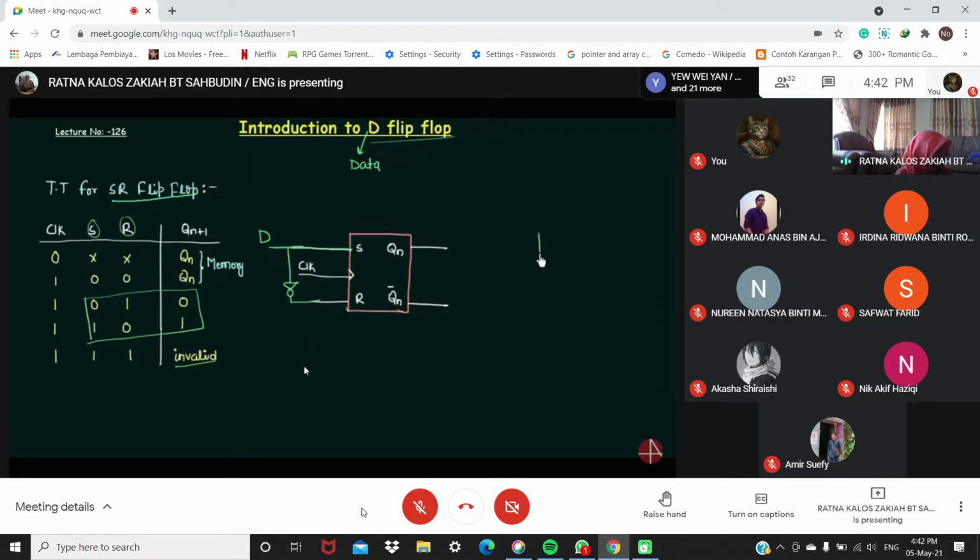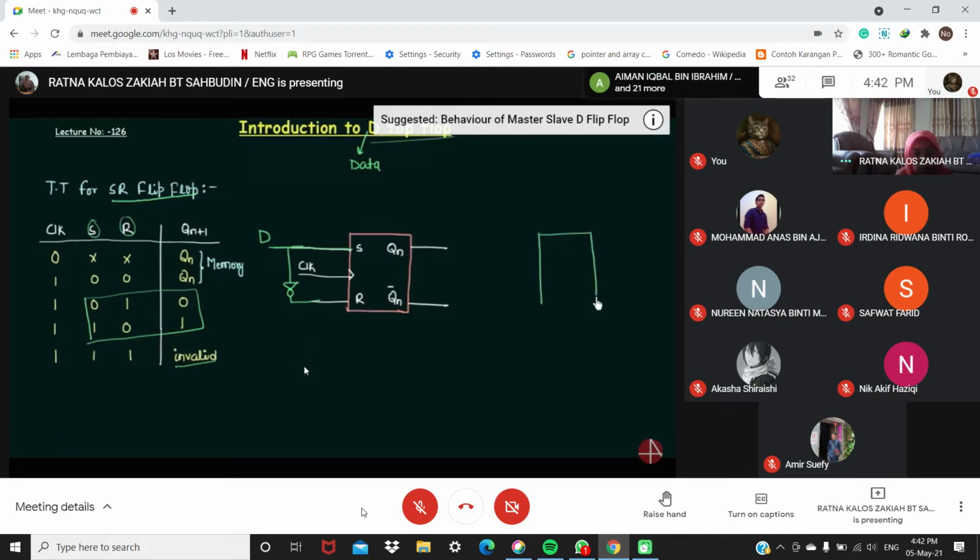So I can make a D flip-flop like this. In my D flip-flop, there is a single input.